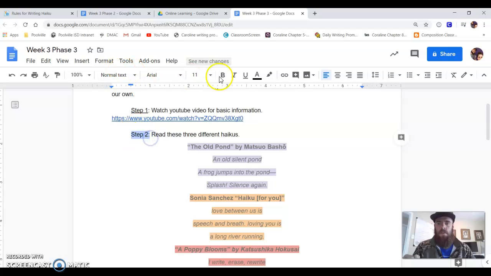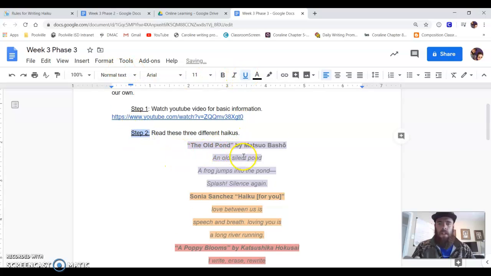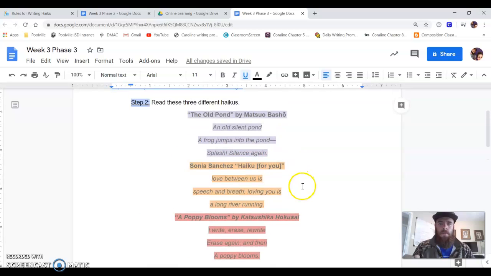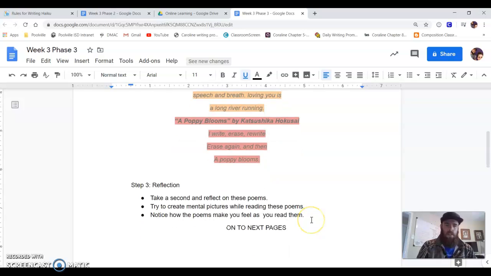Step 2. Underline. Read these 3 different haikus. These are just 3 different haikus that I pulled from the internet. The Old Pawn, Haiku for You, and A Poppy's Bloom. And they may seem sort of nonsensical as you read them. You're just like, Mr. T, these don't make sense. There's not really much to it. Just read through it a couple of times, okay? And as you read, start to construct a mental image or see how they make you feel when you read them, or just any reaction you have to these haikus, which is what step 3 is.